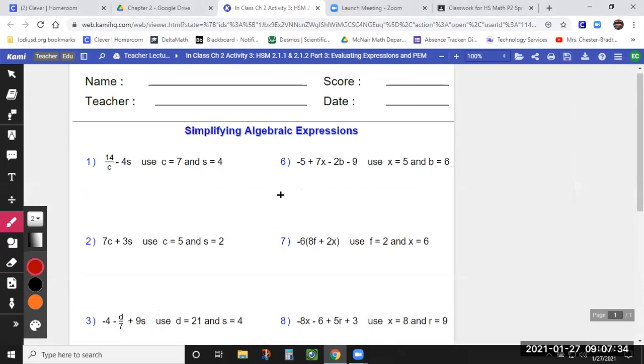Okay, so we're going to be working with equations. So we're going to be using the equation editor for most of the activity. All right, so I'm going to look at my equation. They said 14 over C minus 4S. So let's look at what does that actually mean? What does this 14 over C mean as a math operation? Does the over mean add, subtract, multiply, or divide?